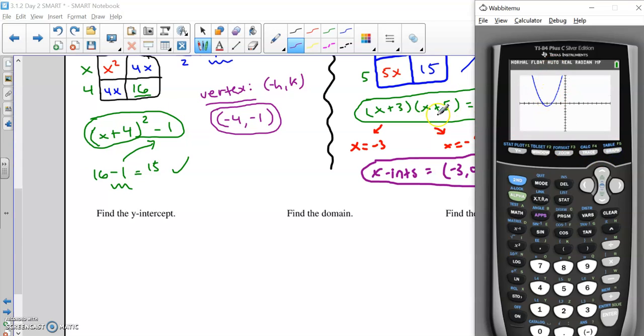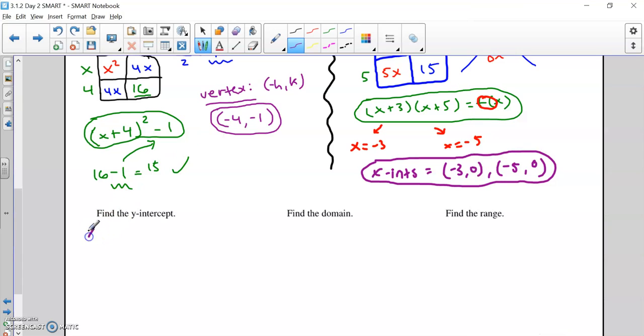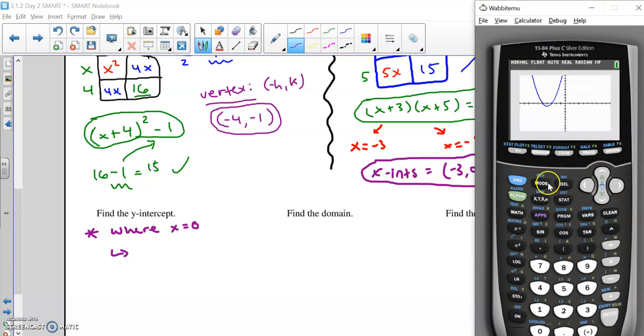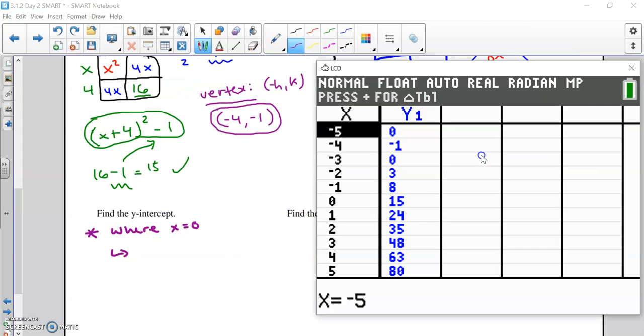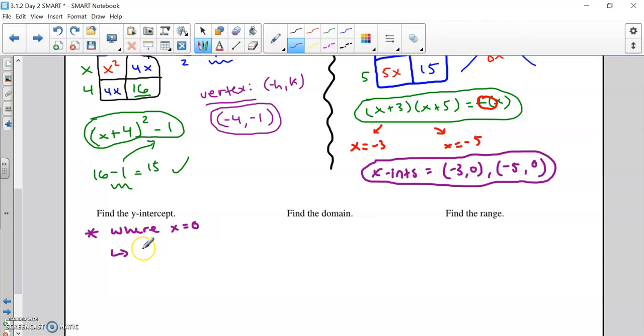So here's my graph. Remember to find the y-intercept. If it's not obvious on the picture, you can always go to the table and see where the x value is 0. So if we go to our table here, second table, we can find where x is 0, and let me pull up the big screen here. Where x is 0, we have a y value of 15. So this right here is our y-intercept. So that's that.